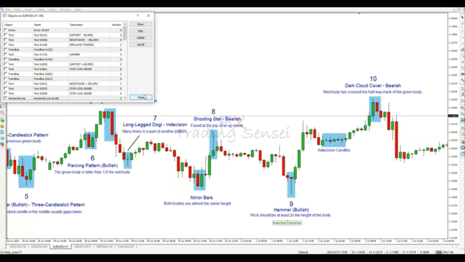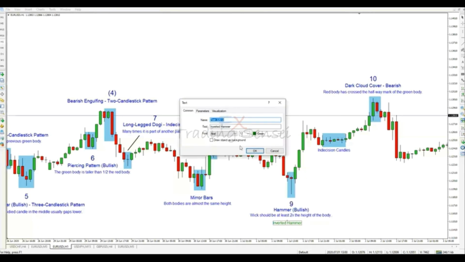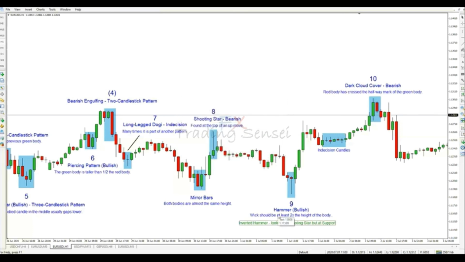Let's just edit this. So it's an inverted hammer. Looks like a shooting star, but at support. So you would see sometimes, instead of seeing a hammer, you will see a candlestick that looks like this, but at a support level where price is ready to turn. That is also a bullish pattern, a bullish candlestick.